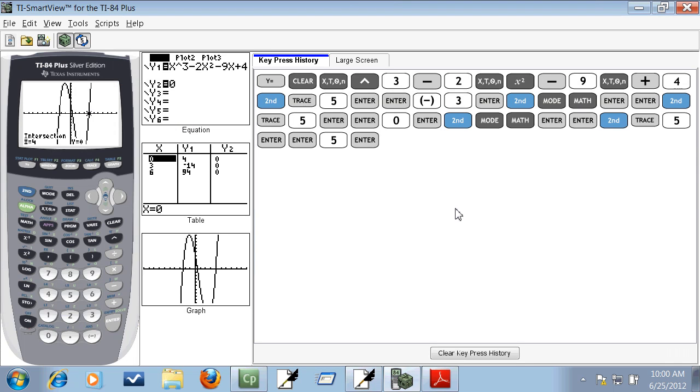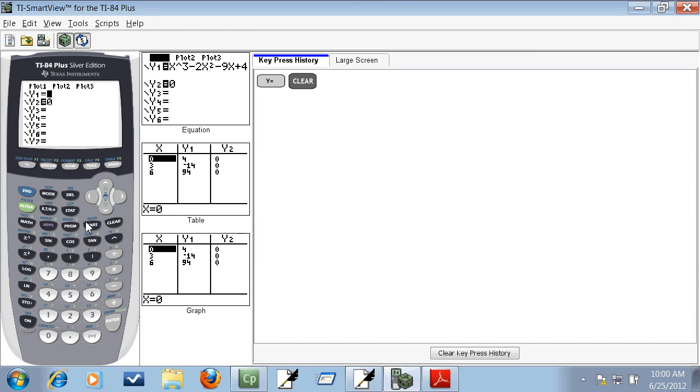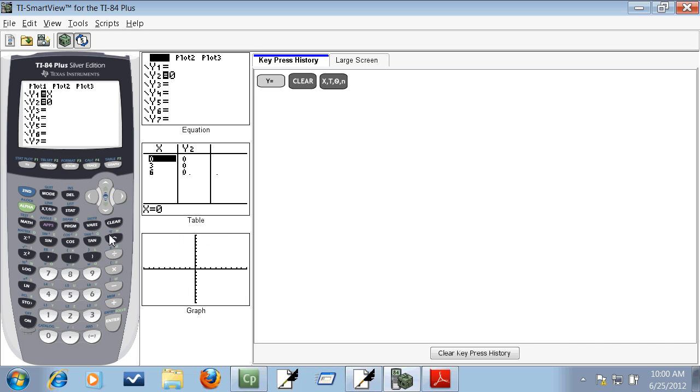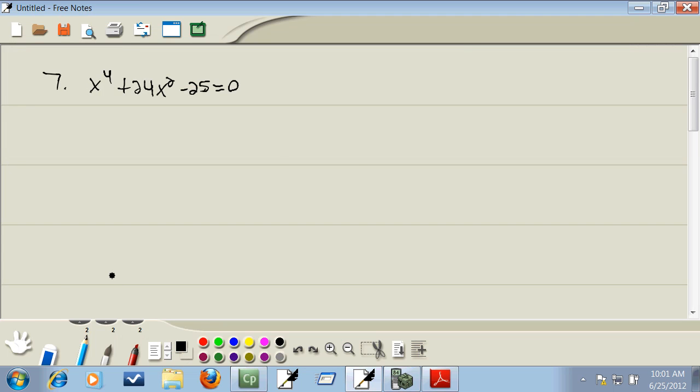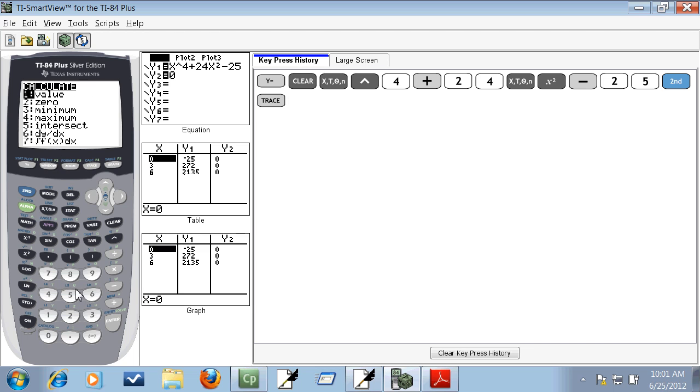Let's see what we got. So press y equals, press clear, x to the fourth, so x caret 4, plus 24x squared, minus 25. Have to have 0 on y2 again. So we'll do second, trace, choose intersect. Looks like negative 1 and 1.